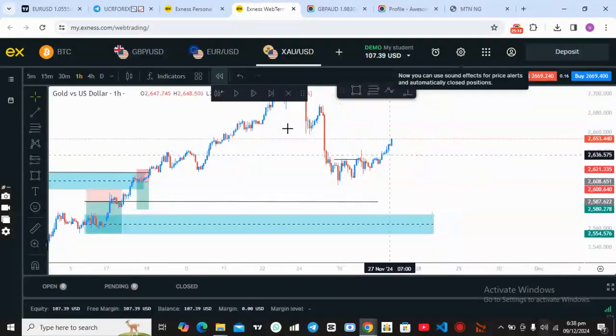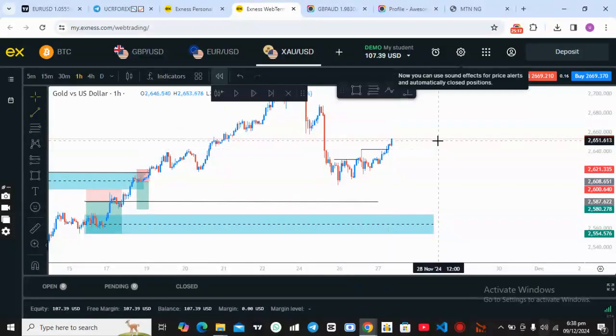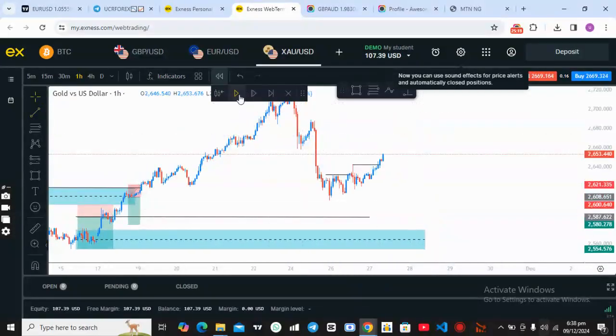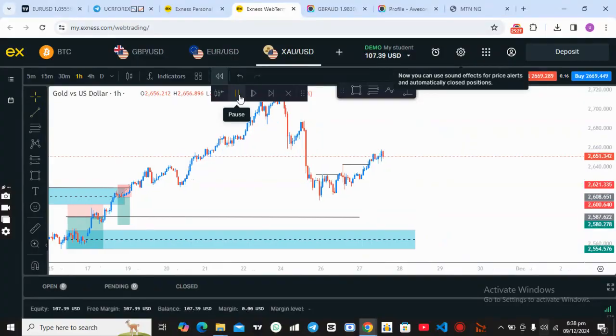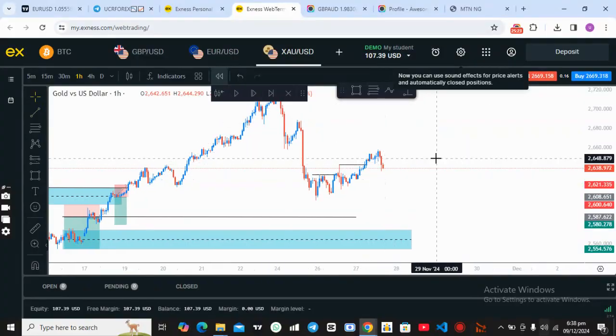is buying that way. So now we have a shift in market structure here. Look at the change of character here. This is another BOS. So just know how to follow the trend. This is another BOS signaling that the market is about to push to the upside.